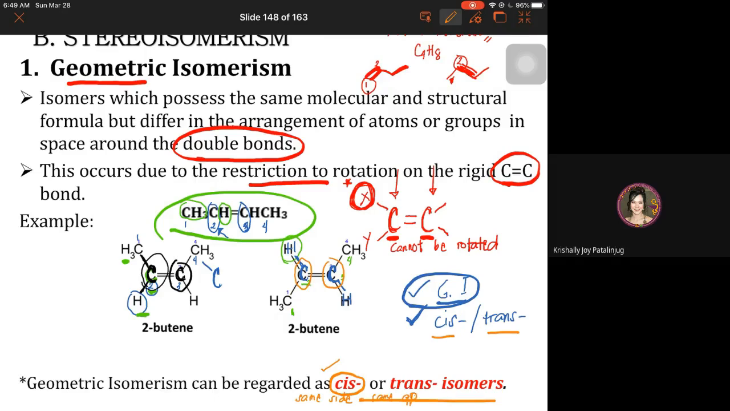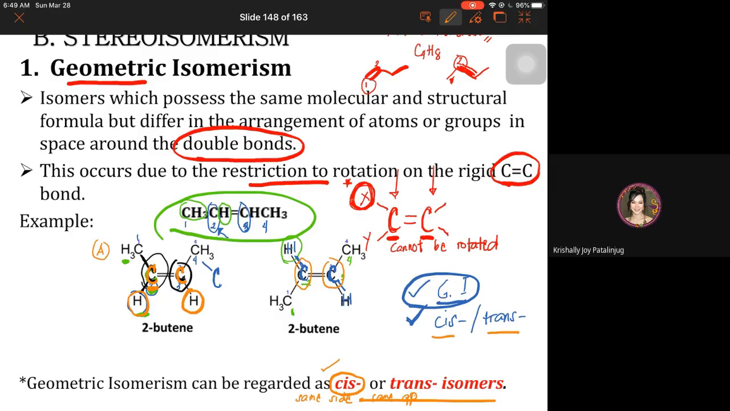Okay? So for this example, sa first structure, structure letter A for 2-butene, I want you to check where is the hydrogen group for this orange highlighted na carbon. Di ba yung hydrogen nasa baba? For the second double bond carbon, nasaan yung hydrogen? Nasa baba.